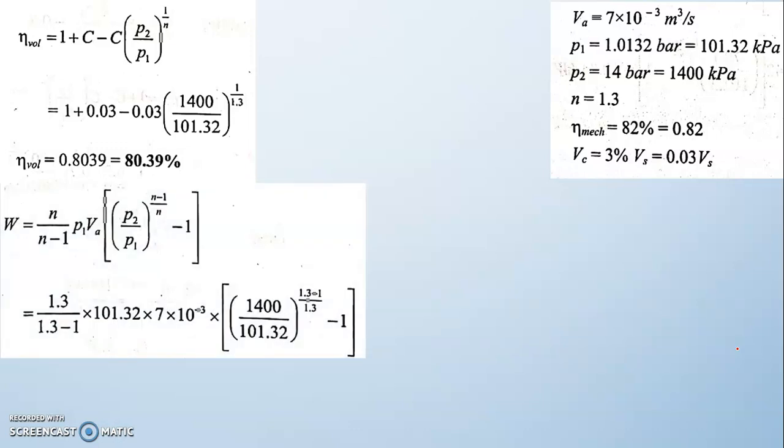Next, we have to calculate the work done. All the values are known. The polytropic index n is given as 1.3. P1 pressure is given as 1.0132 bar. We will be converting it into Pascal, so we will be writing it in kilopascal. And VA is given as 700⁻³ meter cube per second. As it is meter cube per second, we will be obtaining the unit as kilojoule per second or kilowatt, which is a unit of power. So directly we will get the answer for the power.